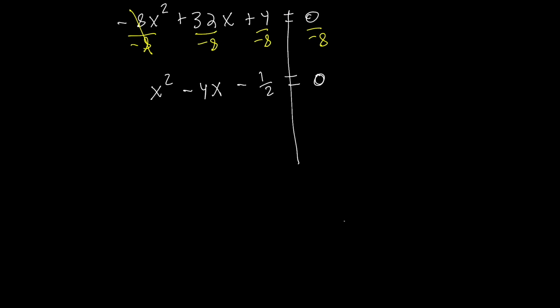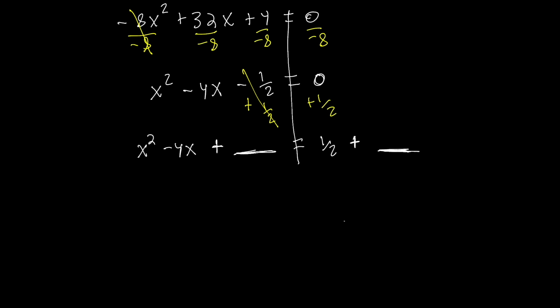If I want to solve this by completing the square, I have to move the constant to the other side. So I'm going to add 1/2 to both sides of the equation. On the left hand side, the 1/2s are going to cancel out, and now I have x squared minus 4x, and I'm going to complete the square in a few seconds. 0 plus 1/2 is 1/2, and I'm going to add that same quantity right here on the right.